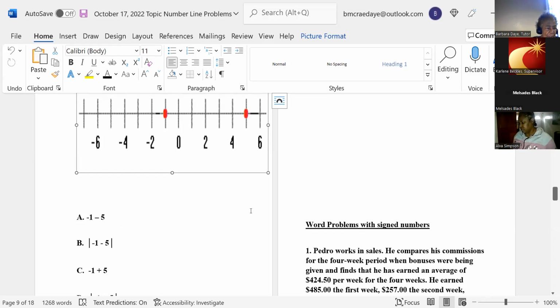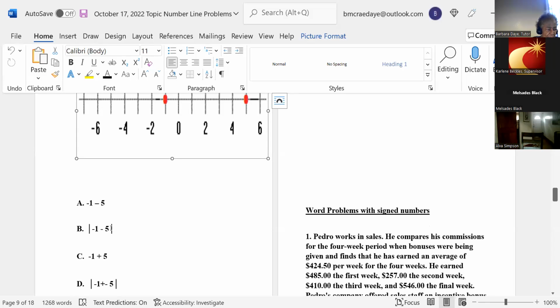So I want you to look at this number line and both points in the red. It's 1 point here, 1 point here, and tell me which of these expressions represents that distance between those points. Okay. I'm back, Miss Barbara. Okay. Yes.